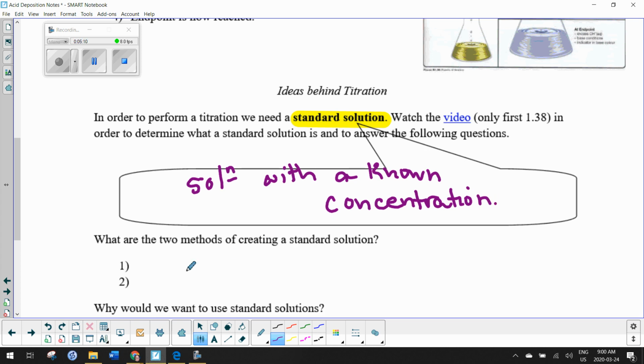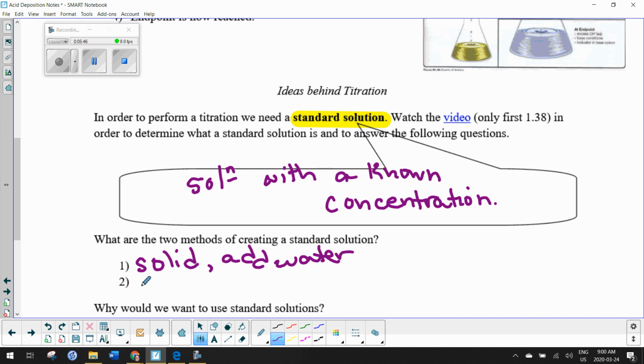Now there are two methods for creating a standard solution, and generally you won't be doing this for Science 30. It would be the teacher creating the standard solution. But what we would do is have a solid and then add water. Knowing all of our calculations for chemistry, we would take the mass of our solid and add it to water to create the perfect concentration.